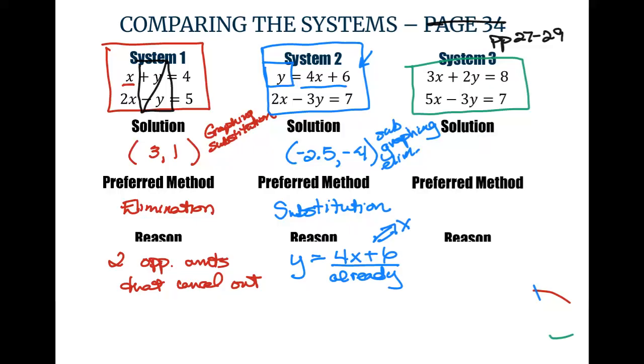Did anybody get a solution? Yes, what'd you get? 2, 1. So 3 times 2 is 6, plus 2 times 1 is 2, 6 plus 2 is 8. 5 times 2 is 10. Yep, that looks good. What would our preferred method be?